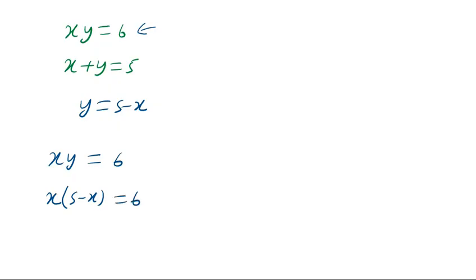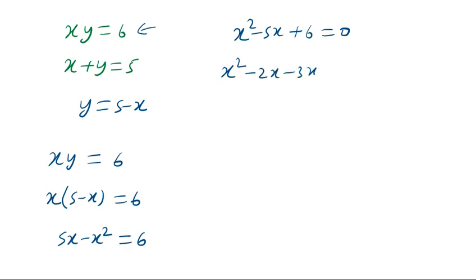Now on the left hand side, x times 5 minus x. So multiply this x by 5 minus x, then here 5x minus x square is equal to 6. If we take all the expressions on the same side, then x square minus 5x plus 6 is equal to 0. And this quadratic equation is factorizable. Here we will apply middle term split. Then x square, and minus 5x is minus 2x minus 3x, plus 6 is equal to 0.